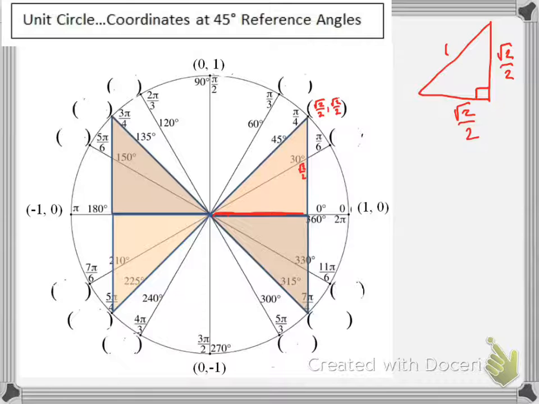If I look at this one over here, same lengths. Root 2 over 2, root 2 over 2. Down here, how far in the x direction? Root 2 over 2. How far in the y direction? Root 2 over 2. Fourth triangle, how far in the x direction? Root 2 over 2. Root 2 over 2.